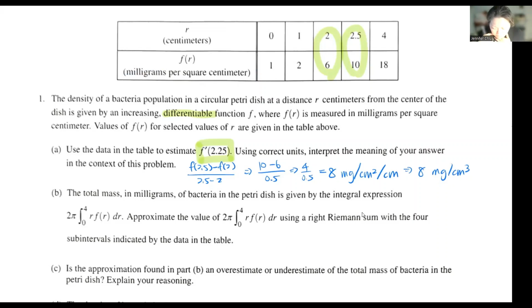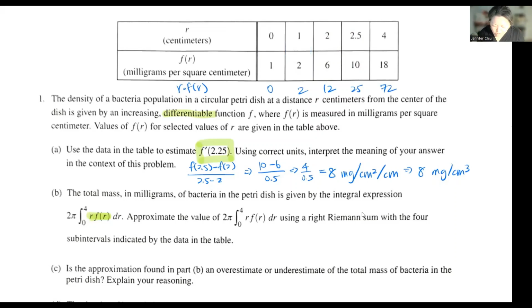Okay, the total mass in milligrams of bacteria in the petri dish is given by the integral expression 2 pi times the integral from 0 to 4 of r f of r dr. Approximate the value of this using a right Riemann sum with the 4 subintervals indicated by the data in the table. We can't use this directly because it asks us for r f of r. So it's a lot easier if you create another row of values. If you already see it, you don't have to, but I find it easier, so I go r times f of r. I basically multiply these two values together to create my next row. So I have 0, 2, 12, 25, and 4 times 18 gives me 72.